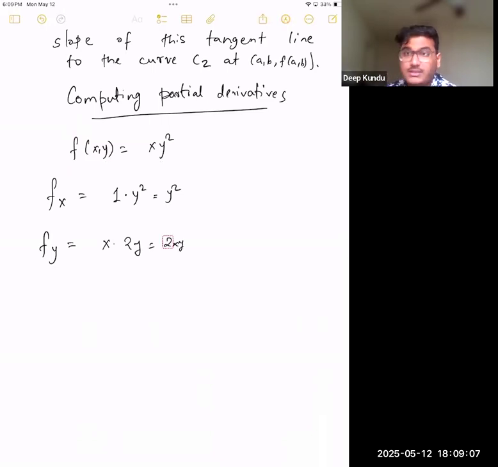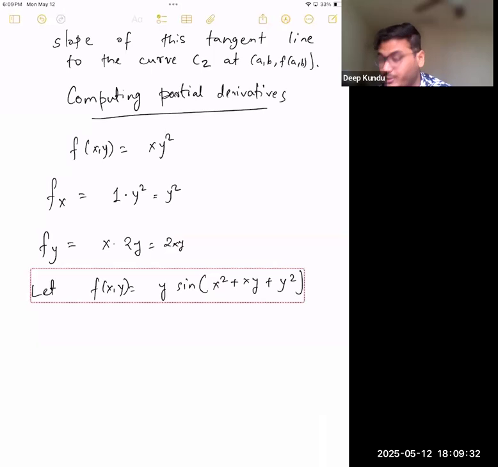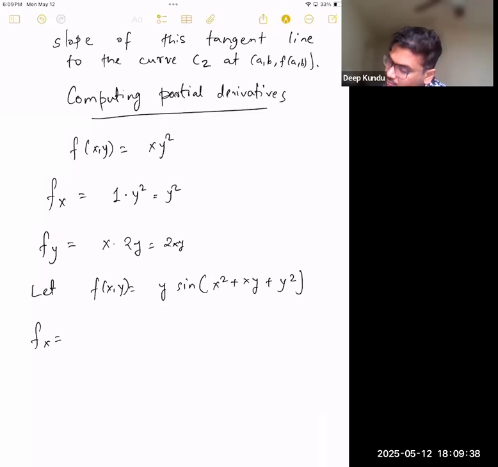Now let's take a function which is a little more complicated than this. Let f of x, y equal y times sine of x squared plus xy plus y squared. And we want to find the partial derivative with respect to x and with respect to y. So the partial derivative with respect to x, okay, let's start with this. y is going to be a constant in this case. So y just stays the way it is.